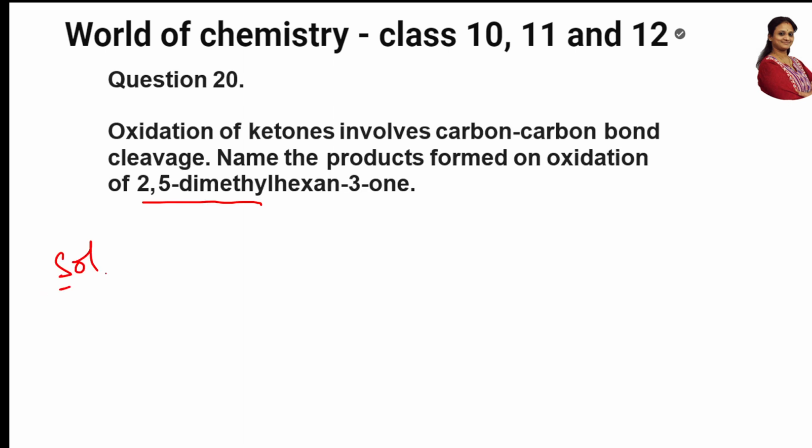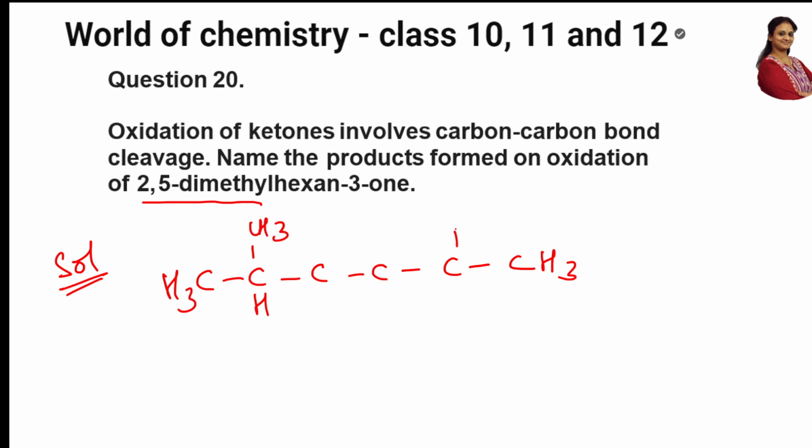First of all, let me write what is 2,5-dimethylhexan-3-one. First hexane: 1, 2, 3, 4, 5, 6. This is my CH3, my CH. They said at the second position and the fifth position there is methyl, and in the third position there is the ketone, and this is CH2. Done, this is the compound. Now what should I do? I have to oxidize. This is your ketone. Oxidation of ketones involves carbon-carbon bond cleavage. Name the products formed on oxidation of this.